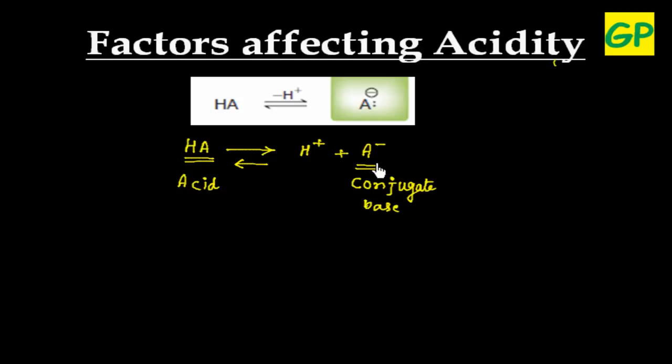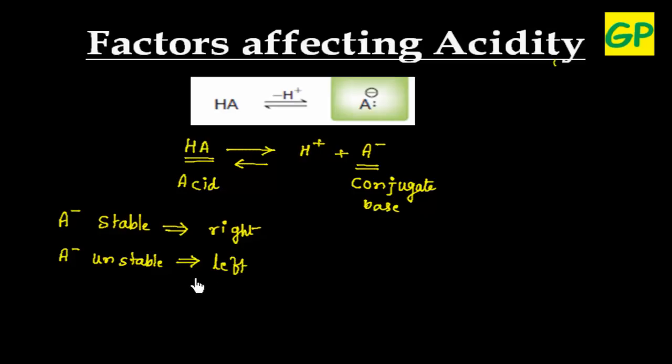If I look at the reaction stability, if A minus is stable, I can say the reaction will go mainly in the right direction. And if A minus is less stable, then the reaction will go in the left direction. That is, A minus will combine with H plus and give you HA. So if A minus is stable, the reaction will go in the right direction, and if A minus is unstable, the reaction will go in the left direction.